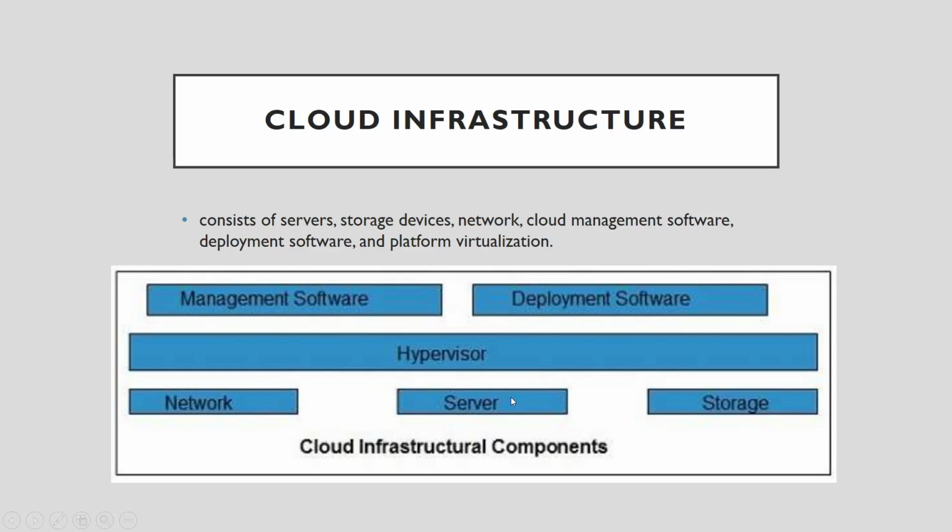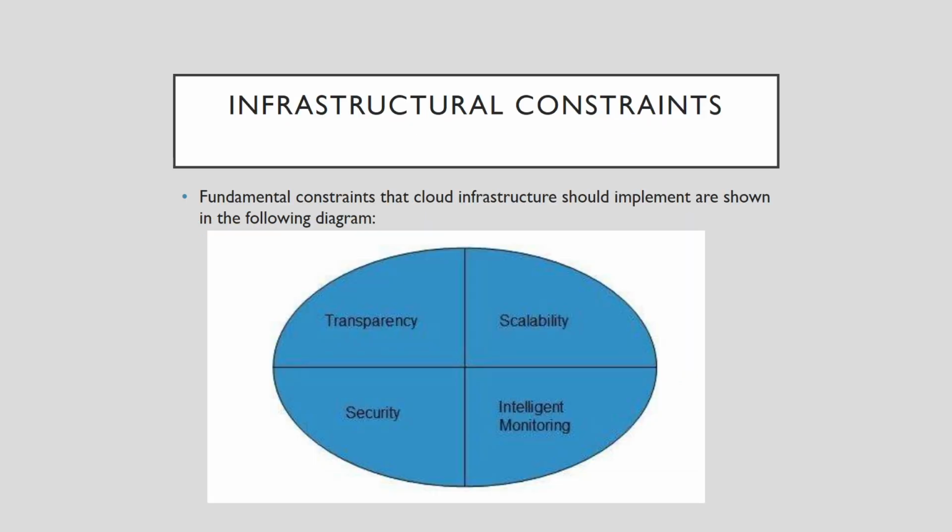So, these infrastructural constraints are the fundamental constraints that cloud infrastructure should implement and are shown in the diagram. The transparency, okay, it helps the virtualization, which is the key to share resources in a cloud environment. But it is not possible to satisfy the demand with a single resource or server. Therefore, there must be transparency in resources, load balancing, and application so that we can scale them on demand.